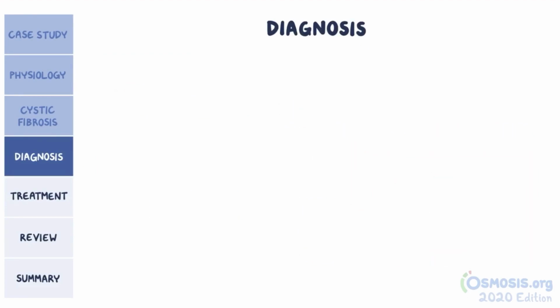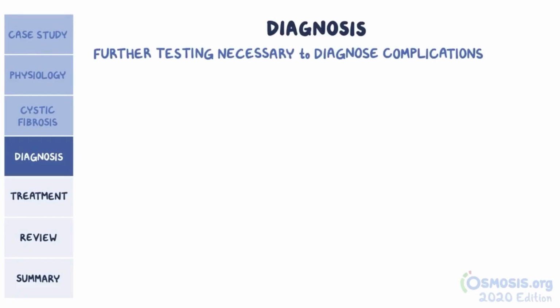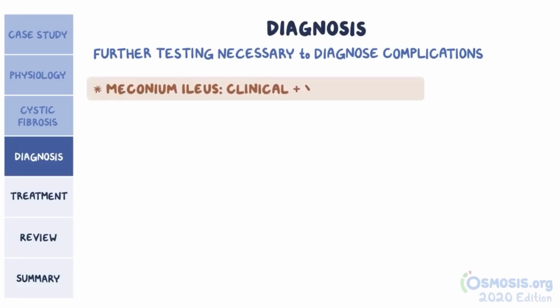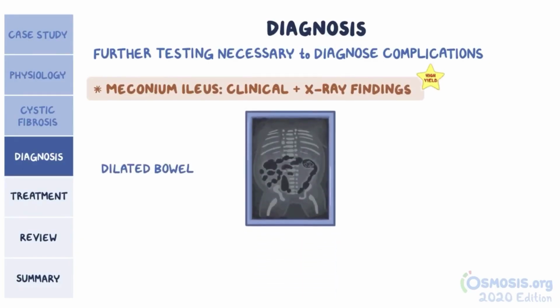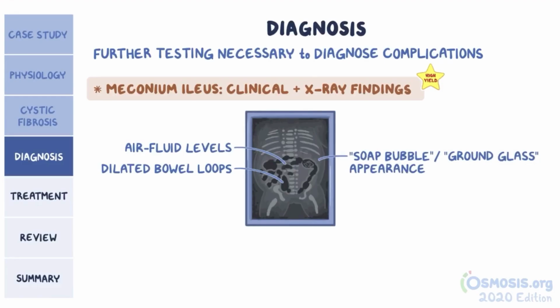Now, CF is rarely diagnosed by itself, which means further testing is necessary to diagnose any of the complications associated with the disease. For example, meconium ileus is diagnosed by a combination of clinical and X-ray findings. Typical abdominal X-ray signs include dilated bowel loops and air fluid levels proximal to the obstruction, along with a soap bubble or ground glass appearance at the site of the obstruction due to small air bubbles mixed in with the meconium.